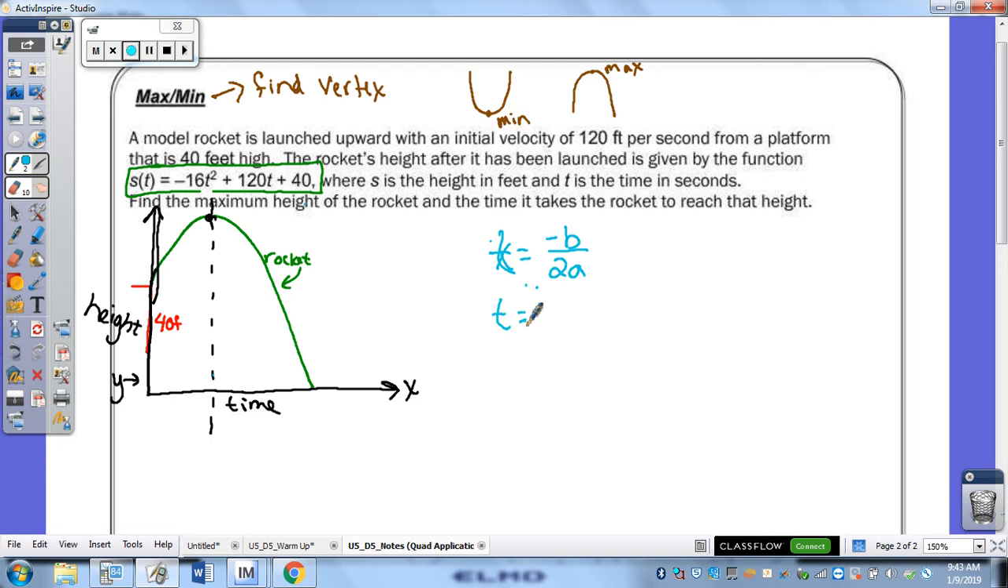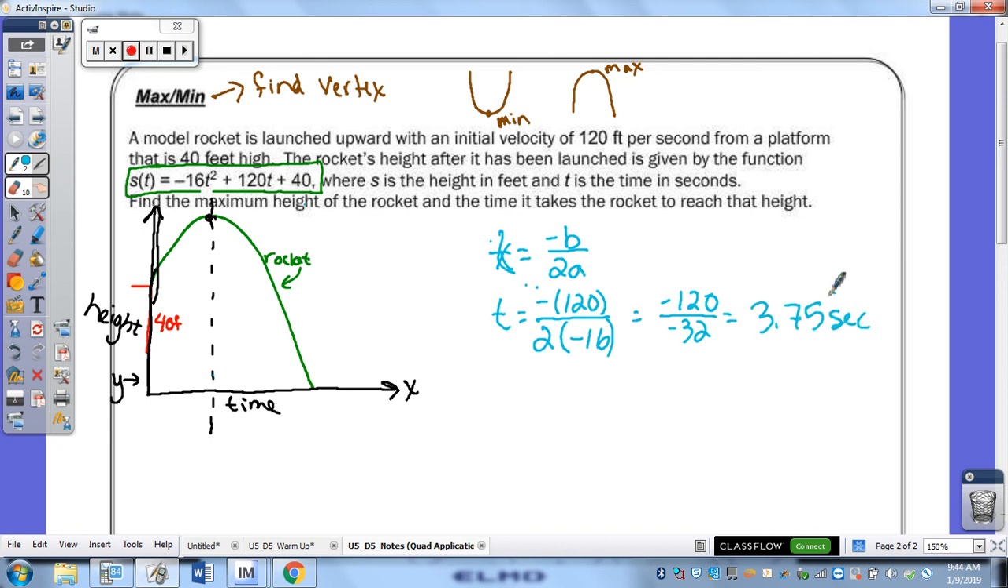So going from our formula, the b value from this equation is 120, so I've got negative 120 over 2 times the a value, which is negative 16. So I get negative 120 over 2 times negative 16, negative 32. Somebody help me out, divide those. Negative 120 divided by negative 32. Hmm? 3.75.